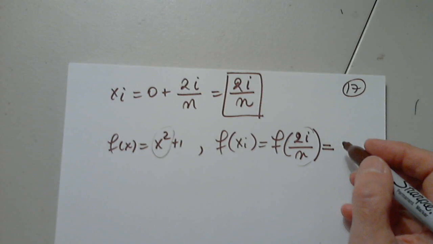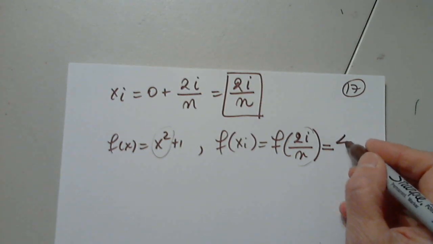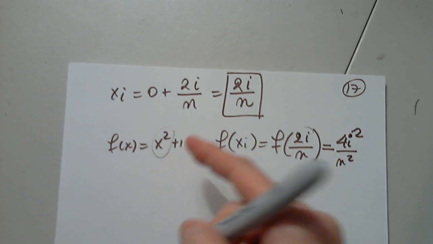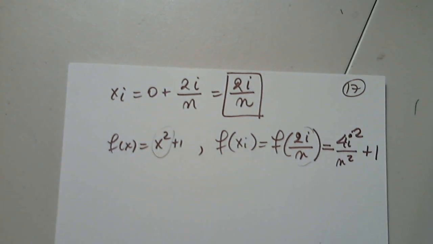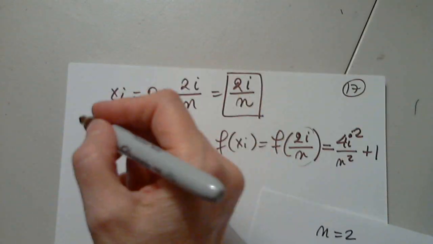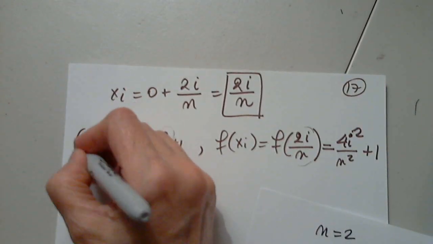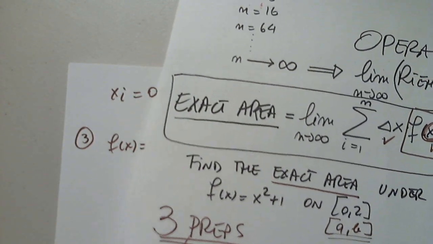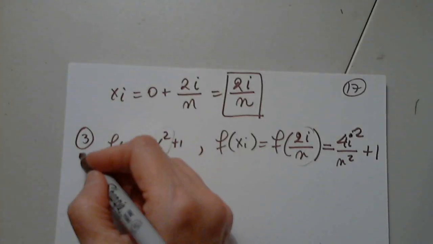Wouldn't it be 2I over n squared? Exactly. 4I squared over n squared plus 1. Excellent. Okay, I do have now all three preps. 1, delta x. 2, xi that I need to plug in f of xi.